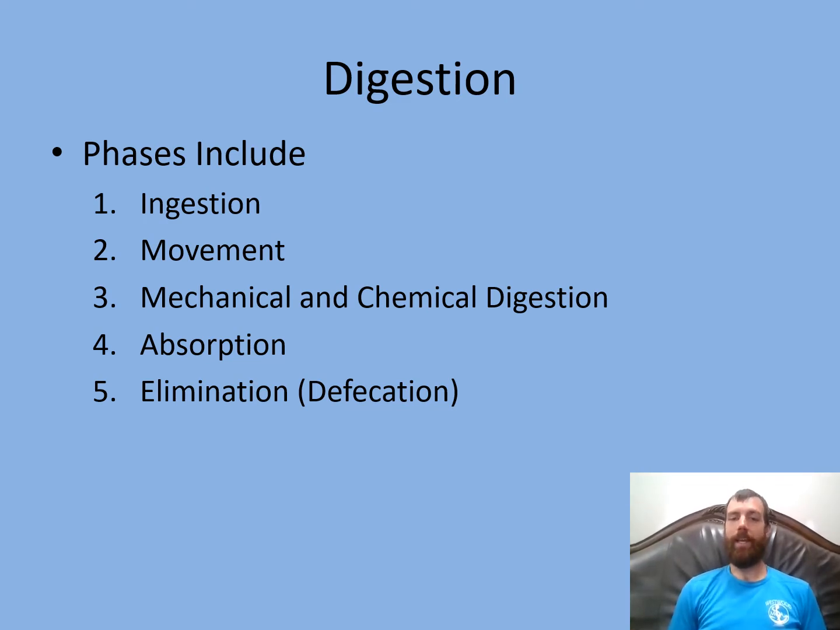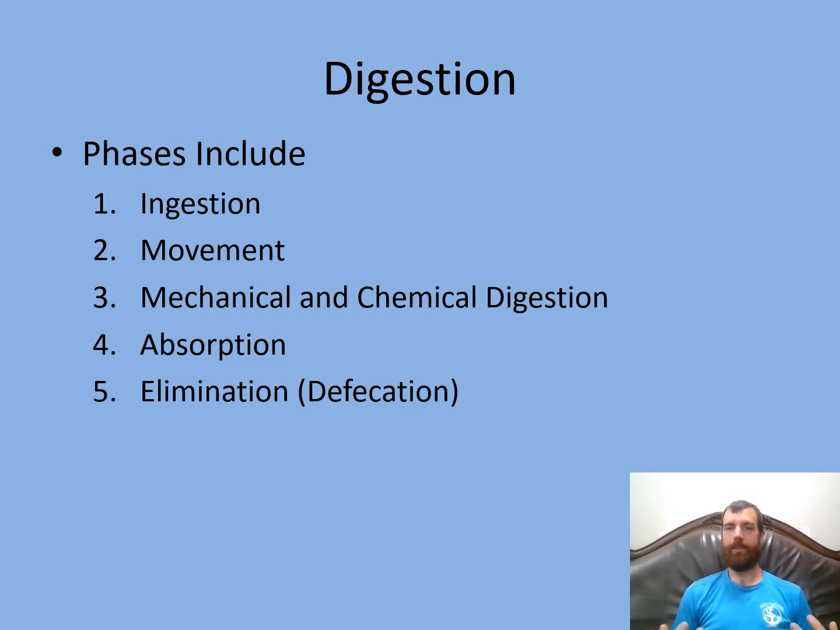We're going to talk about mechanical and chemical digestion, the thing that happens in the middle there. Absorption, which takes us all the way back to Unit 1 when we talked about macromolecules and how our body is going to break down that big juicy hamburger into lipids, carbs, and proteins. And then finally, elimination or defecation, which is all the stuff we didn't need.